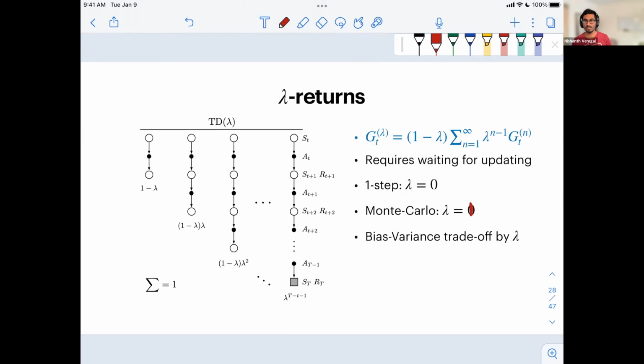Yeah, Rishabh? Is there some issue with the formula? Because if I put lambda equal to 0, I get 0 as the G lambda, and if I put 1, then it seems undefined. Was it an inverse? Of 1 minus... I think it's an inverse because you're normalizing the weighting. So it's 1 minus lambda inverse, I think, but not sure.